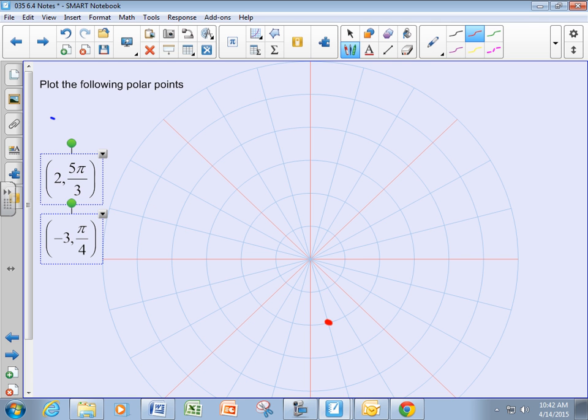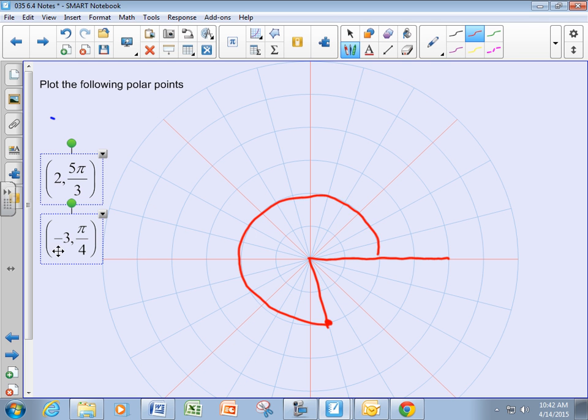Now if I really wanted to draw what that looks like, I could give myself a starting point. I've wrapped around 5 pi over 3. This is like our ending. So here's the 5 pi over 3, and the fact that it's 2 out is why we're here.